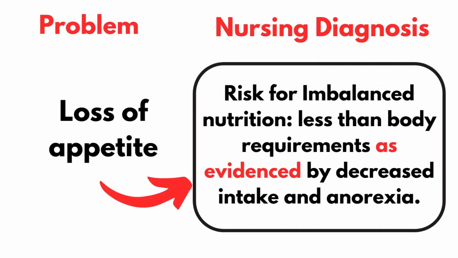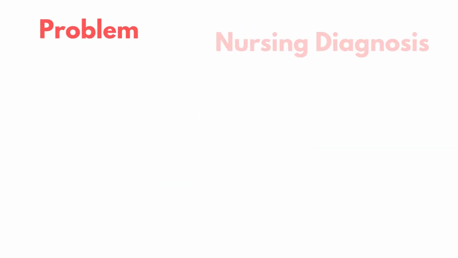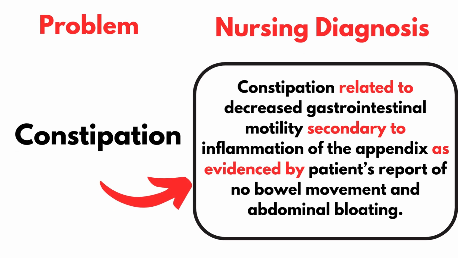Loss of appetite. Nursing diagnosis: Risk for imbalanced nutrition, less than body requirements, as evidenced by decreased intake and anorexia. Low-grade fever. Nursing diagnosis: Hyperthermia related to inflammatory response as evidenced by elevated body temperature. Constipation. Nursing diagnosis: Constipation related to decreased gastrointestinal motility, secondary to inflammation of the appendix, as evidenced by patient's report of no bowel movement and abdominal bloating.